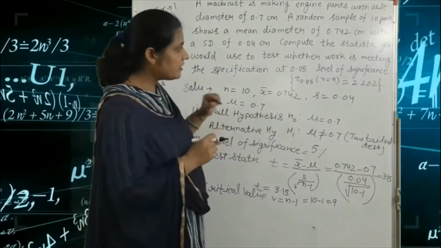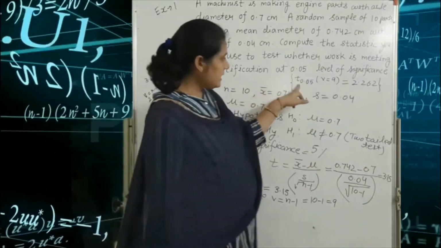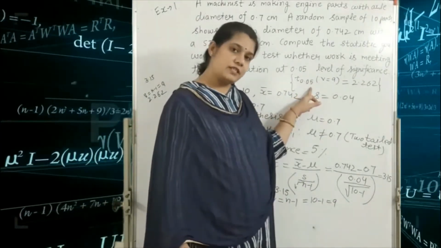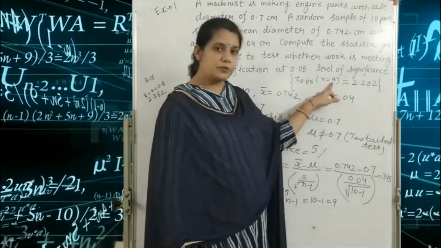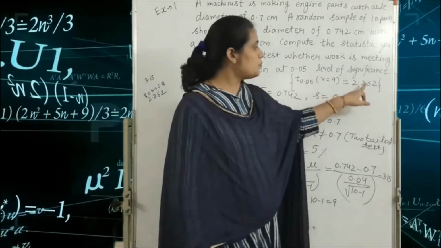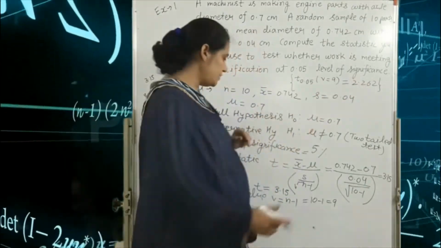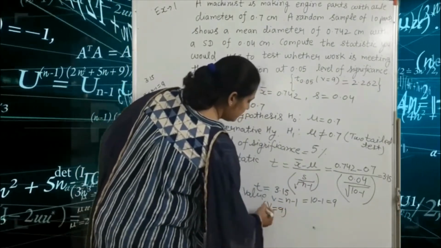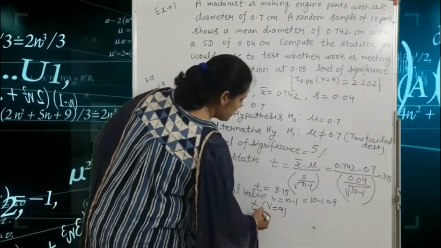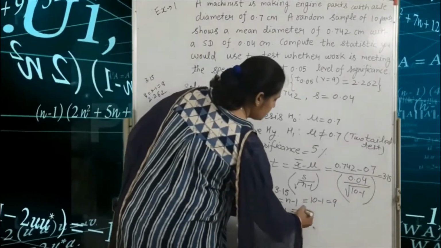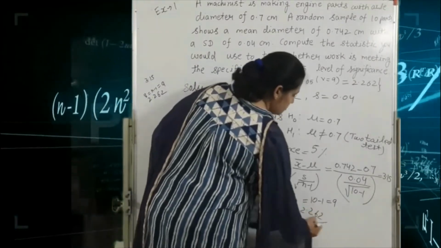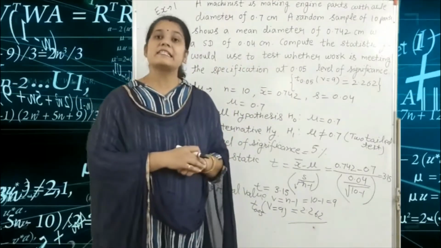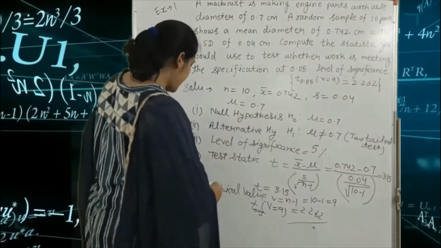Here it is given in your question T 0.05, that means 5% level of significance, and V is equal to 9. So we write V is equal to 9, T 0.05 is equal to 2.262. Okay, so our last step is the decision. So we write here the decision.